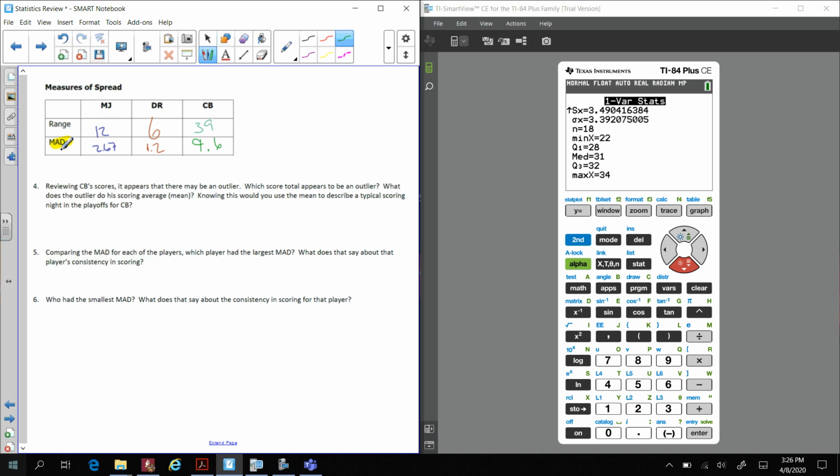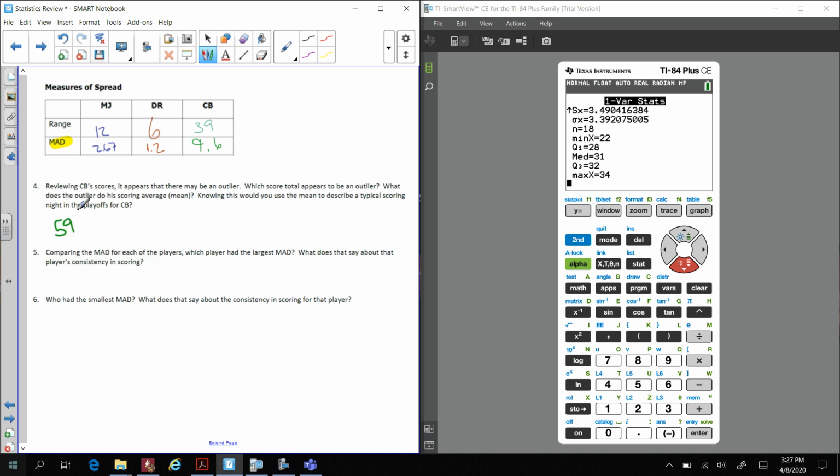But then I did calculate the mean absolute deviation, right, using those tables. I said our calculator does not do that for us, but we found the distance each point was from the mean. So I'm going to take each data point and subtract that from the mean and then find the mean of those, right? Once again, what we did yesterday, go back and look at that. So reviewing Charles Barkley's scores, it appears there might be an outlier. Which score would be an outlier? Well, the only one that doesn't fit would be that 59 of his, right?